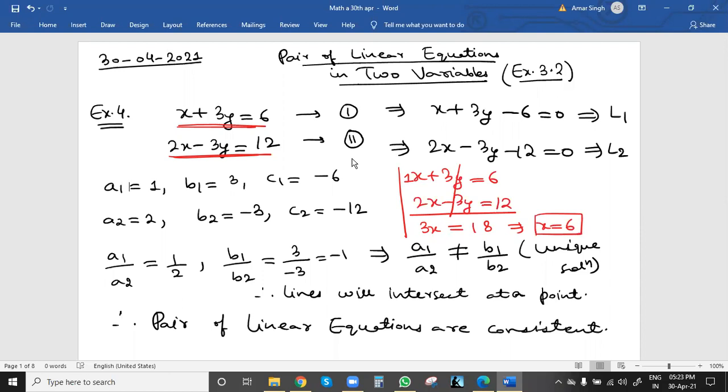We got x as 6, and we can put the x value in any one of the equations to get the y value. Let me take the first equation. x plus 3y equal to 6. x was 6, so 6 plus 3y equal to 6. The 6 will go to the right-hand side, so 3y equal to 6 minus 6 equal to 0. So 0 by 3 will also be 0. So y will be 0. So we got the point: x is 6 and y is 0. Now it is very clear, in the graph also x will be 6 and y is 0. This means this is the intersection point.